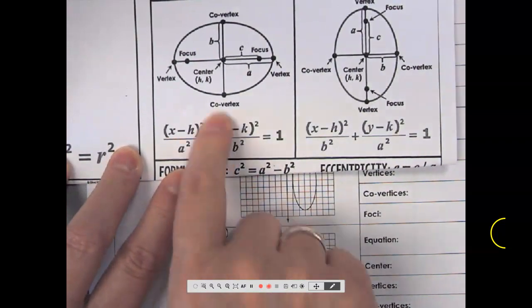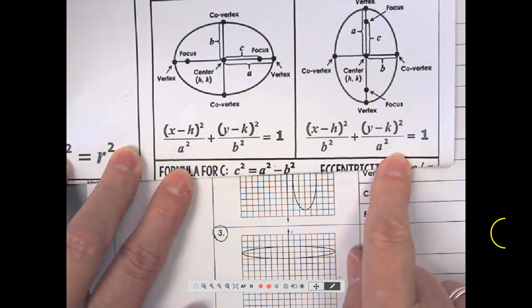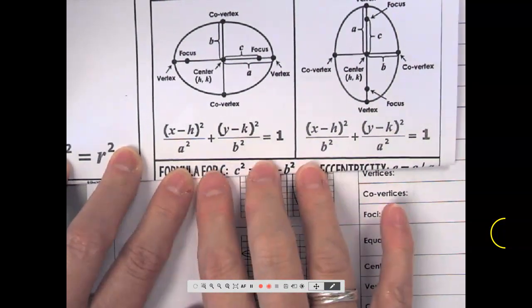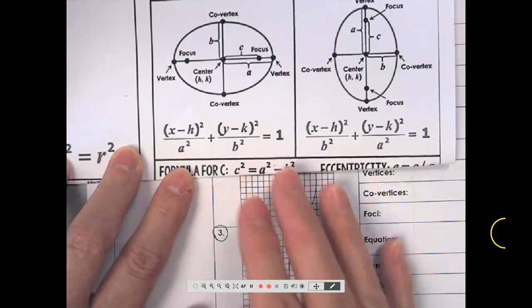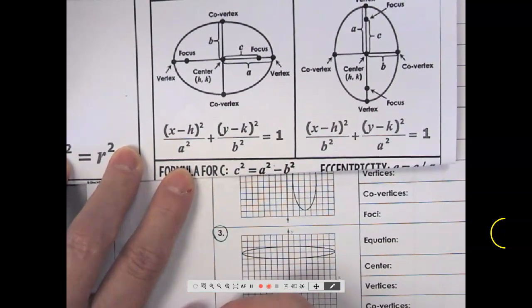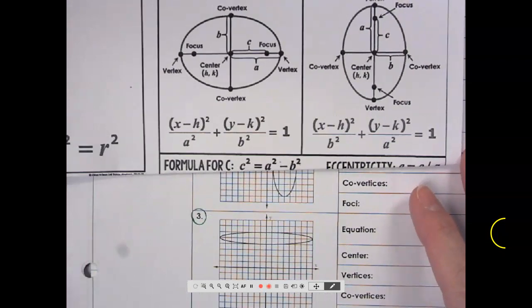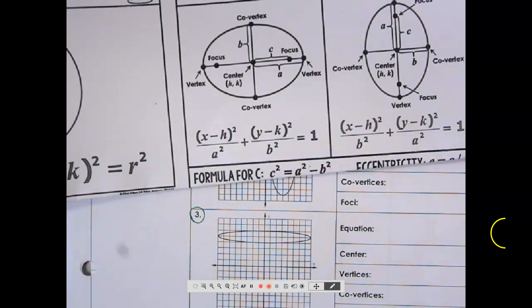And here is the equation for horizontal. Here's the equation for vertical. So there's not a whole lot of difference, is there? You just have to know if it's vertical or horizontal to know where to put a squared and b squared. Other than that, they look identical. Okay, so what 3 pieces of information do I need to know in order to write the equation? What would I need to know?